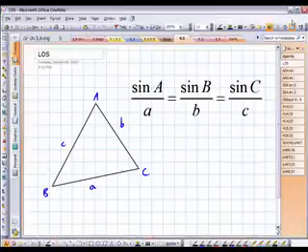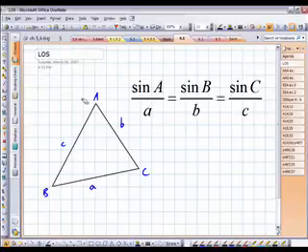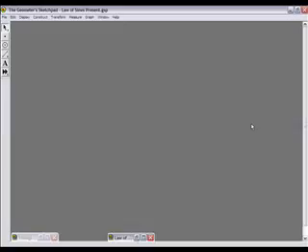The law of sines states that if you have triangle ABC, angles A, B, and C, and the sides opposite, little a, little b, little c, then the sine of angle A divided by side a is equal to the sine of angle B divided by side b equals the sine of angle C divided by side c. So let's take a look again now at the proof of that.